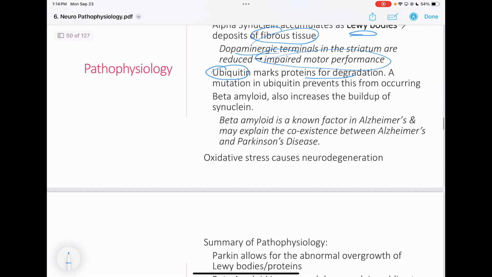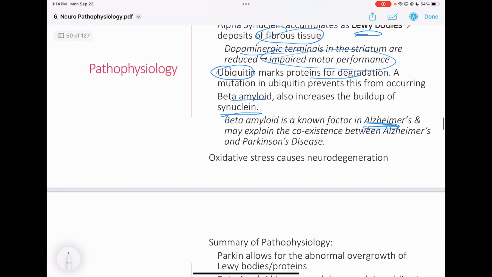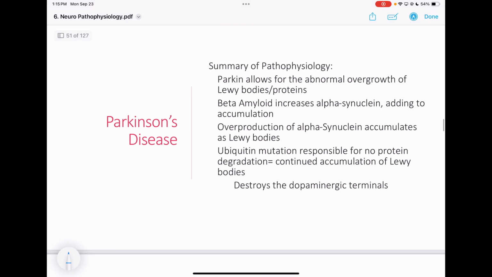Also, we get these beta amyloids, which also increase the buildup of synuclein. Beta amyloid is a known factor in Alzheimer's and may explain why Alzheimer's and dementia have similar presentations. That's the link between Parkinson's and dementia. Some patients with Alzheimer's disease will have Parkinson's-type complaints as well because of the beta amyloids. Oxidative stress is also a cause.